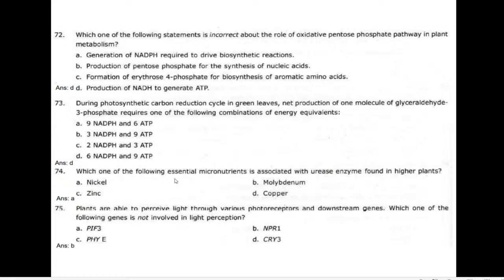And which one of the following essential nutrients is associated with the urease enzyme found in higher plants? The micronutrient is nickel. The plant utilizing nickel is associated with the urease enzyme. Plants are able to perceive light through the various photoreceptors and downstream genes.